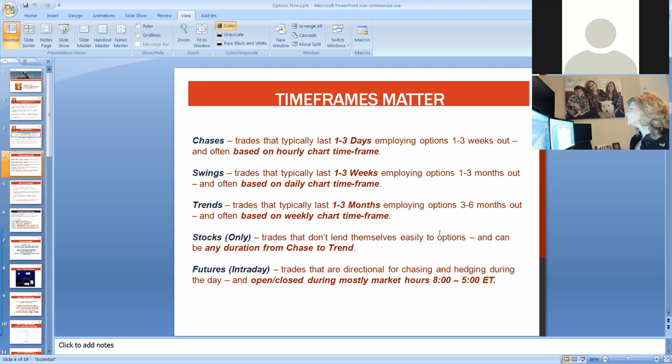So I use both. And I typically will do a trade based on 1 to 3 days. If I think that it's going to move, and I'll use an option that's 1 to 3 weeks out. I'm using oftentimes an hourly chart frame. I'll show you that. Same thing with swings. I think the move is going to happen in 1 to 3 weeks. I will employ options typically 1 to 3 months out, and I'm using a daily time frame. And for trends, you see a recurring theme because it's easy for me to keep in mind. Trends typically last 1 to 3 months, and I employ options that are 3 to 6 months out.